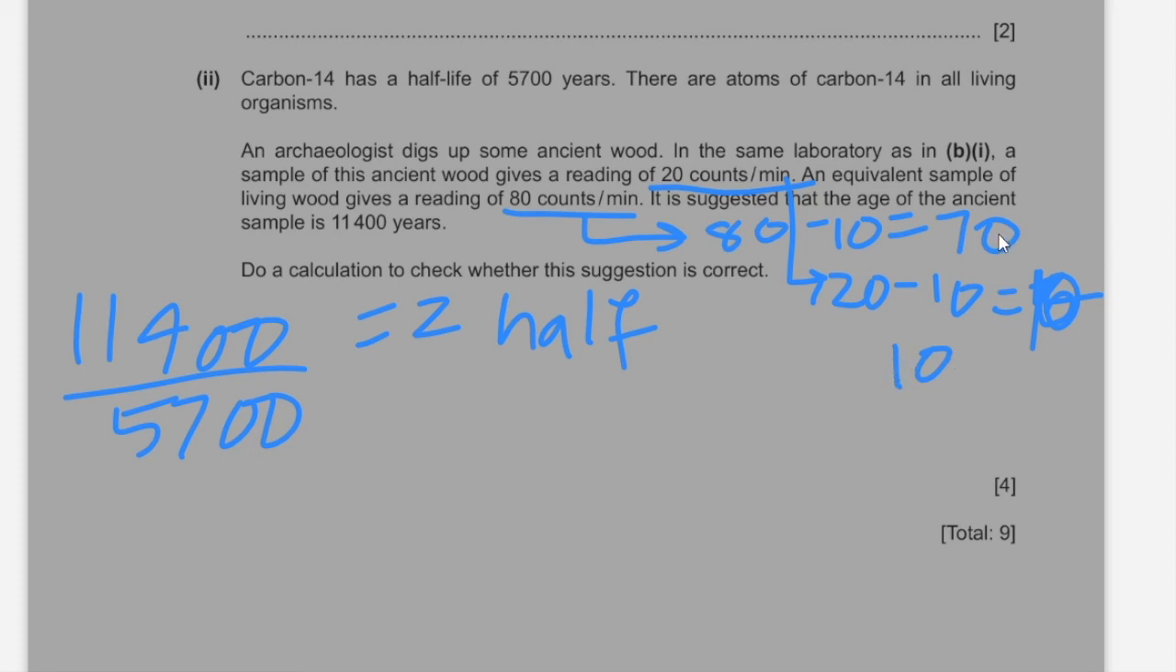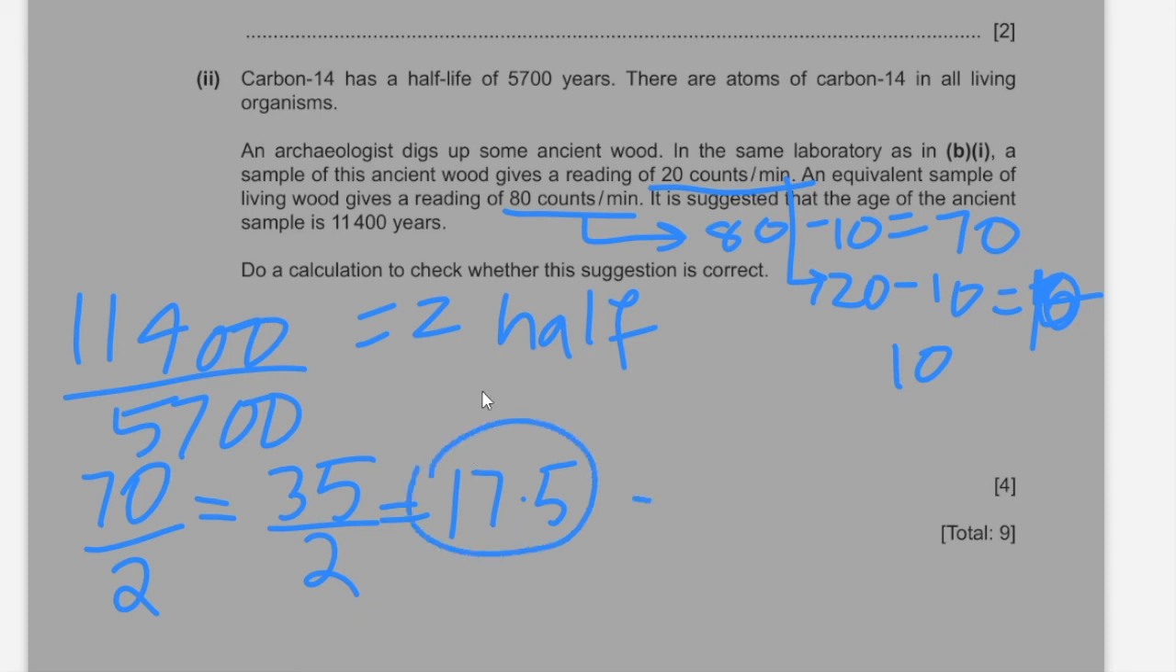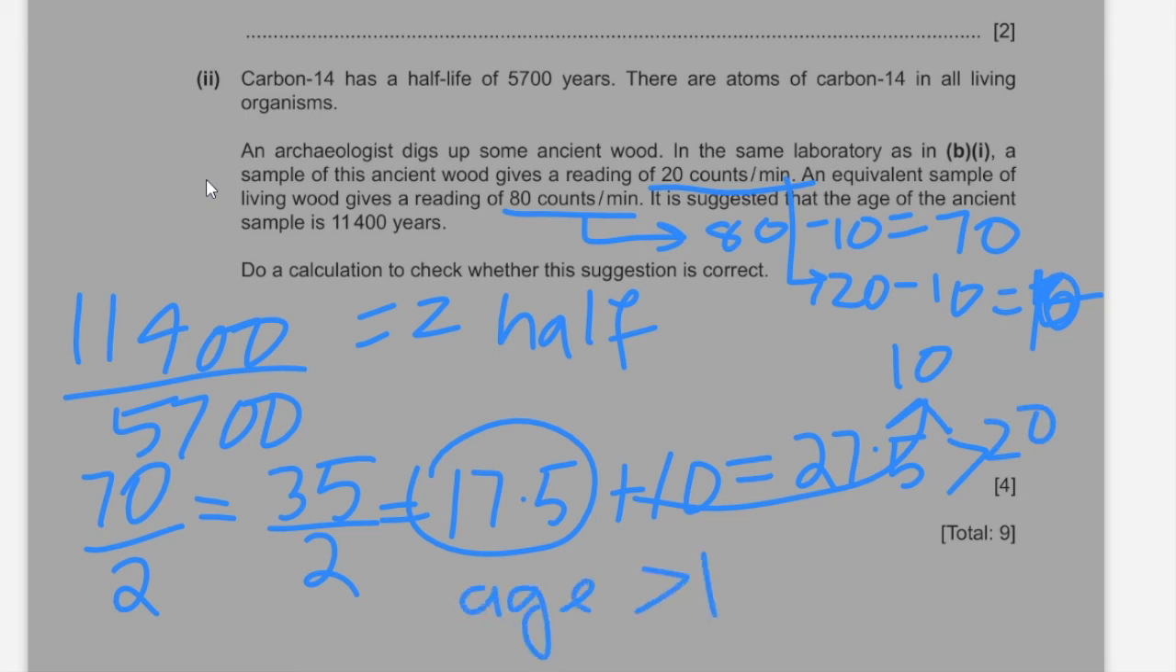So let's see how many half-lives have passed for the sample to have decreased from 70 to 10. We'll start by dividing it by 2, because for every half-life the amount decreases by half. So the first half-life leaves the amount with 35 counts, and then the second half-life leaves 17.5. So the question suggests that 11,400 years have passed, or in other words, 2 half-lives. But as we can see over here, after 2 half-lives, the amount is 17.5, which is not equal to 10, the amount we calculated for the ancient count, which means the suggestion made is wrong. If we add 10, which is the background radiation, we get 27.5, which is greater than 20, which means the age is greater than 11,400 years.